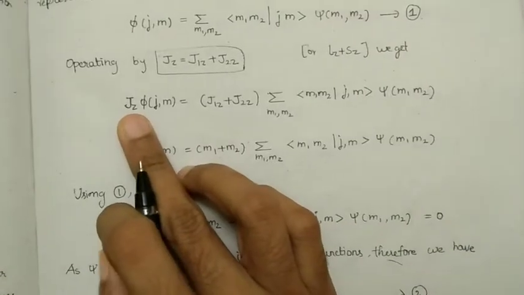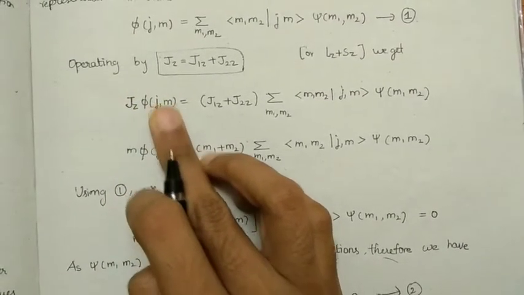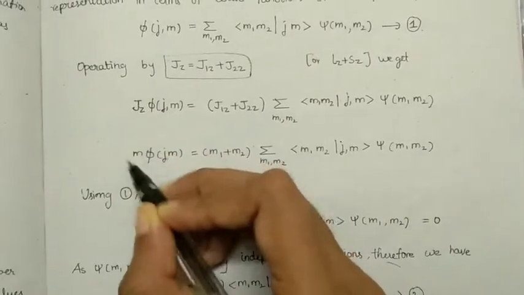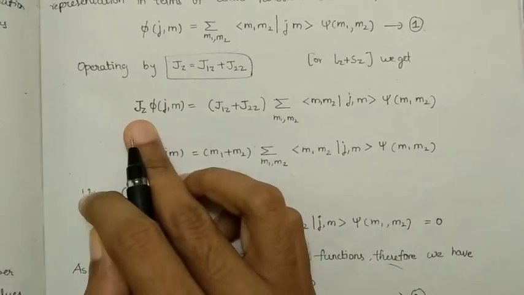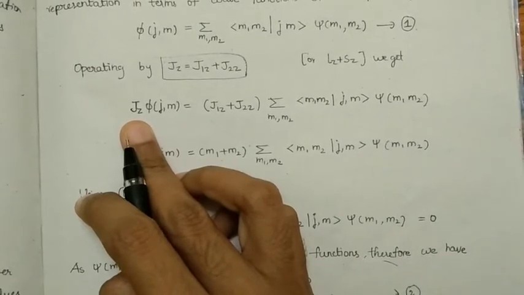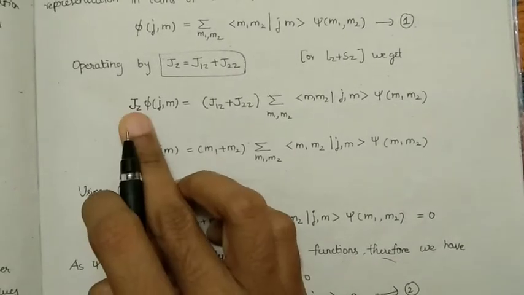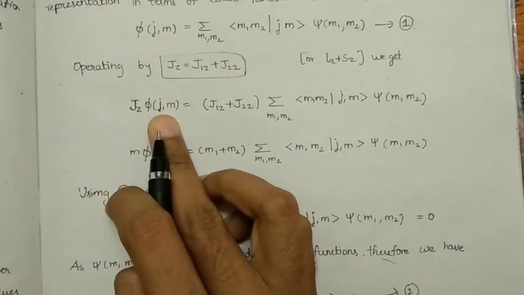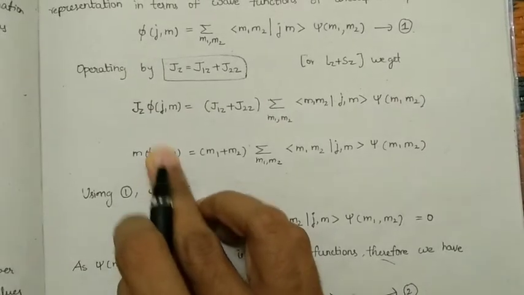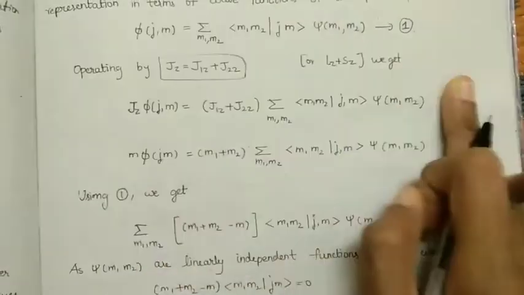And we know that Jz is an operator operating on a wave function, giving the same wave function multiplied by its eigenvalue. So the eigenvalue for Jz is m h cut. If we take h cut as one unit, then in place of m h cut we would have m. So Jz operating on the wave function phi of j comma m gives the same wave function with its eigenvalue m h cut. So h cut is 1, so m. And here also the same.